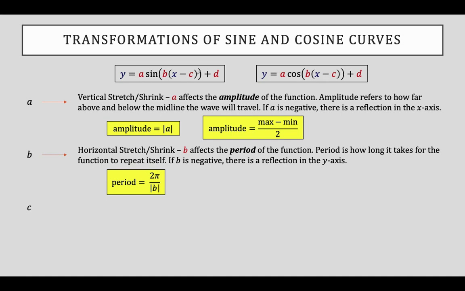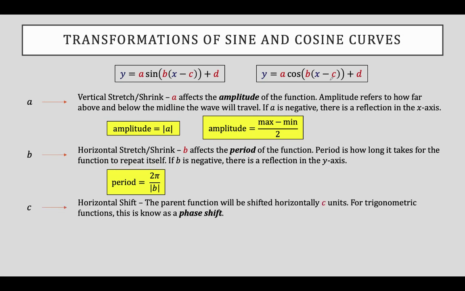All right, c. What does the constant c do in each one of these functions? That gives us our horizontal shift. And with our trig functions, this also has a special name. Our horizontal shift is known as a phase shift. The parent function will be shifted horizontally c units. So identifying what the value of c is will give us our horizontal shift.